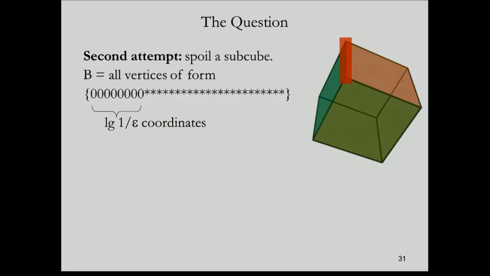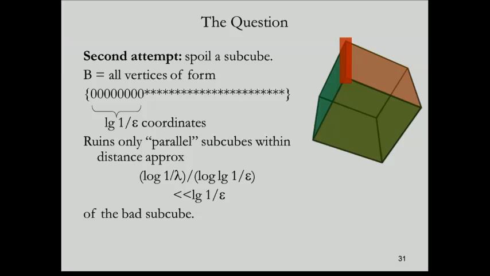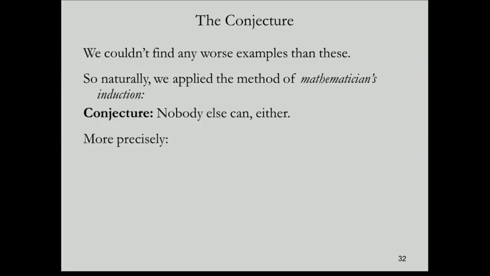So what else can the adversary do? It can ruin a subcube. These are the only examples we could come up with. So you fix some log 1 over epsilon coordinates, and let's say that the adversary spoils, makes red, all the vertices of this subcube. Again, not much is going wrong here, because the only ruined points are some parallel subcubes, some small distance from the subcube. Okay, so we couldn't really come up with any worse examples than this, and we applied the mathematician's induction, as Leonard likes to say. Nobody else can either, therefore this must be what's happening, this must be true.